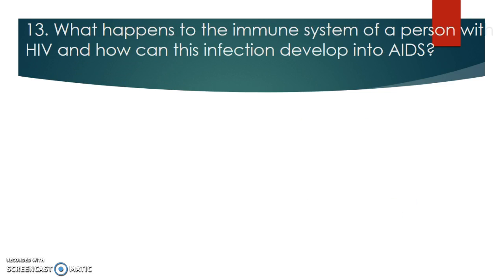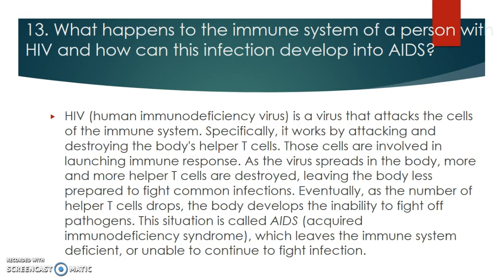What happens to the immune system of a person with HIV, and how can this infection develop into AIDS? HIV is a virus that attacks the cells of the immune system. Specifically, it works by attacking and destroying the body's helper T cells, those immunity cells. Those cells are involved in launching that immune response. As the virus spreads in the body, more and more helper T cells are destroyed, leaving the body with less preparedness for common infections.